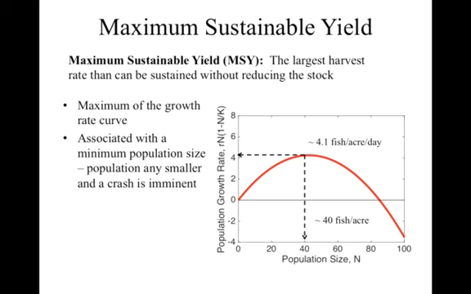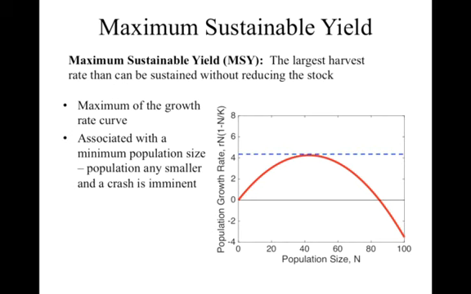So if I push the fish stock to any smaller population size, then a crash is imminent. In this particular scenario, for example, it looks like at my maximum sustainable yield, I can get 40 fish per acre. And so the minimum population size that I can push this population to is 40 fish per acre. If I push it any lower than that, the population gets into this feedback where it just crashes and exacerbates your fishing problem.